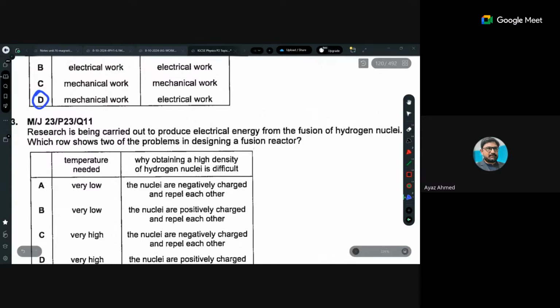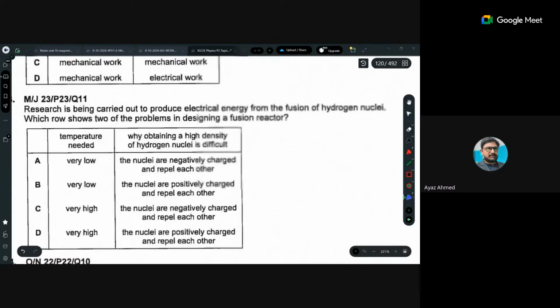Research is being carried out to produce electrical energy from the fusion of hydrogen nuclei. Which row states two of the problems in designing fusion reactors? In fusion reactors, the temperature needed is very high because fusion will take place. Why is obtaining a high density of hydrogen nuclei difficult? Because at this high temperature, the density decreases. The nuclei are positively charged and repel each other, because at this high temperature they will be ionized.